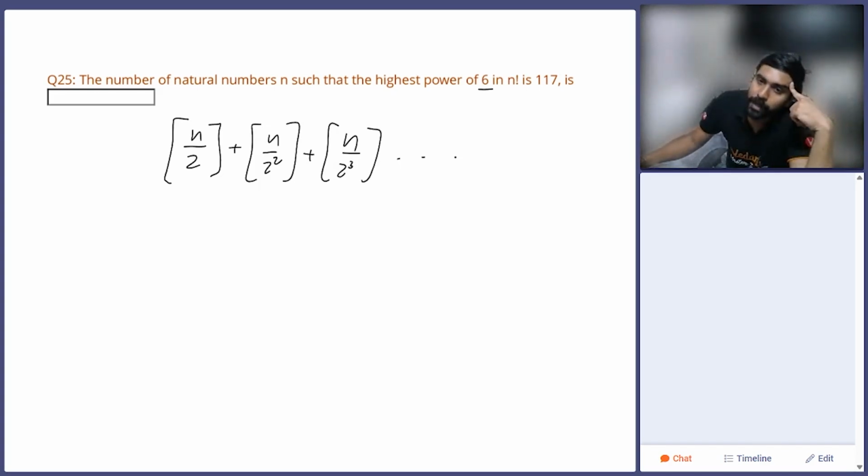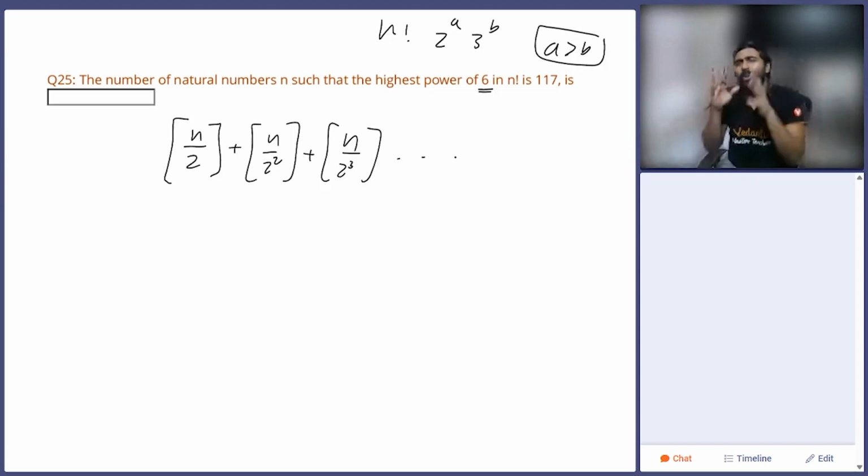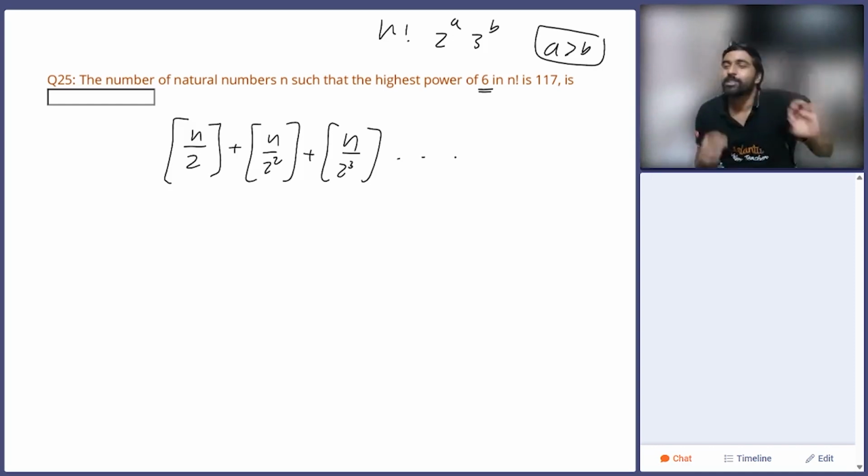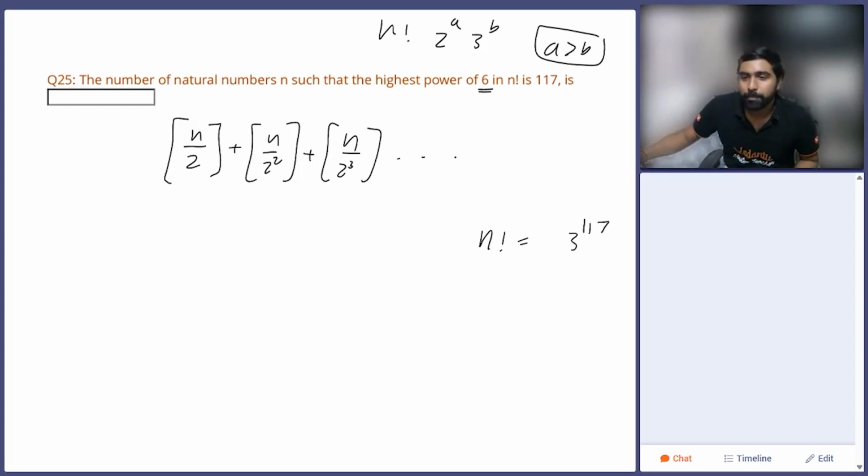But 6 is not a prime number. But what I do know is that in any factorial, the power of 3 will always be less than the power of 2. So basically, whatever will be the power of 3, that itself will be the power of 6 as well. Because that many 2s I will always have. So the question here is, how many natural numbers n are there where, in n factorial, I have 3 power 117 is the question.